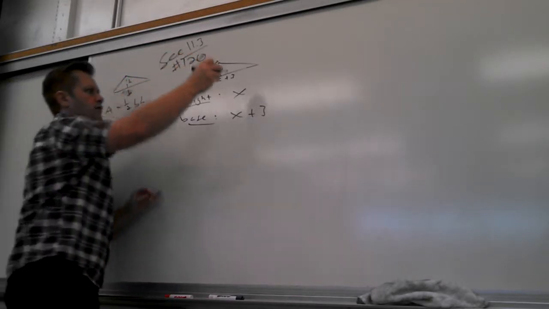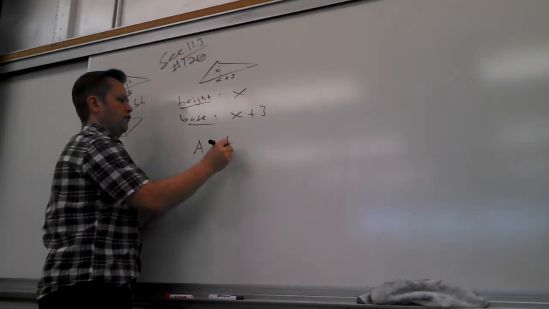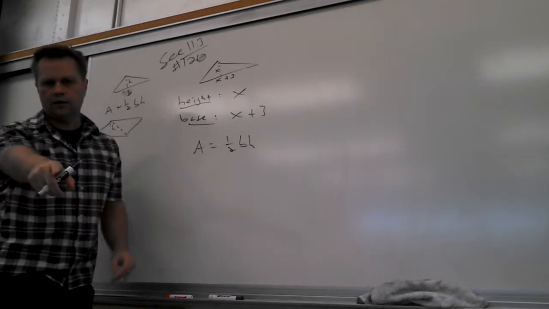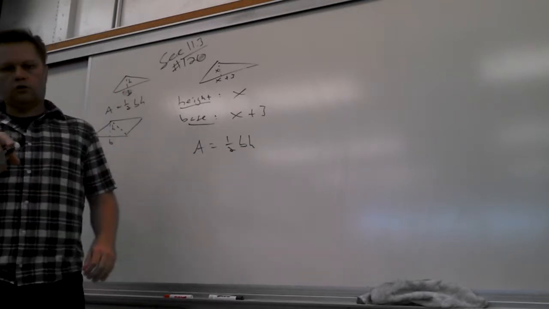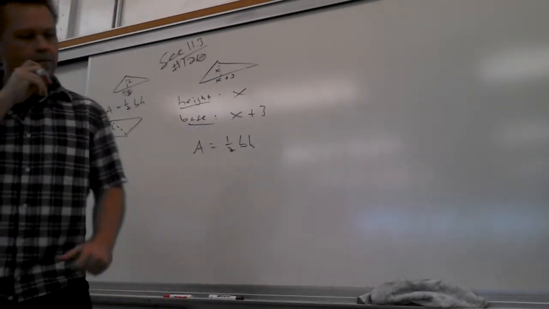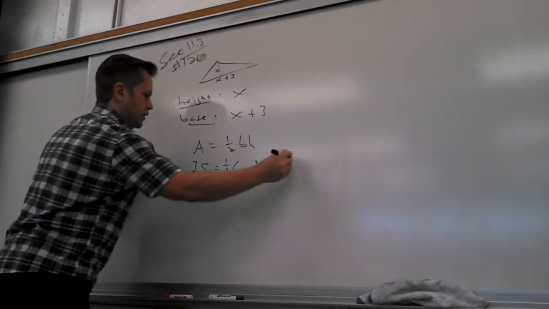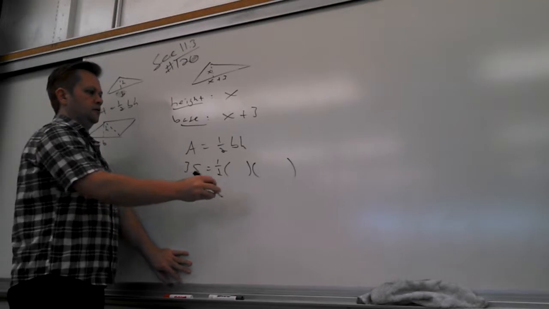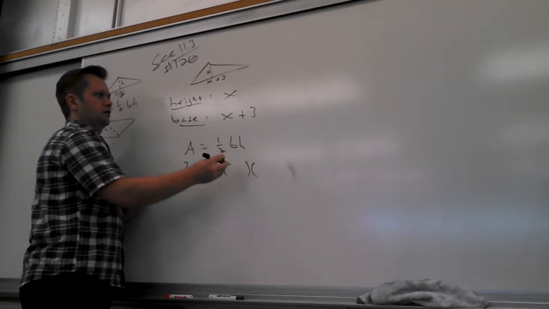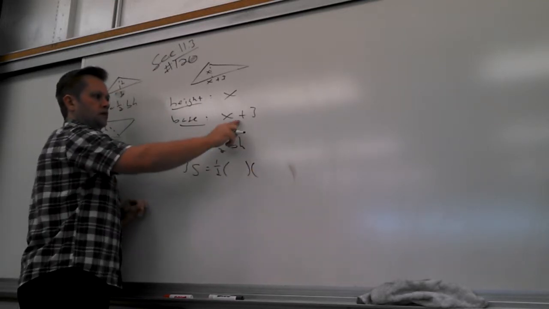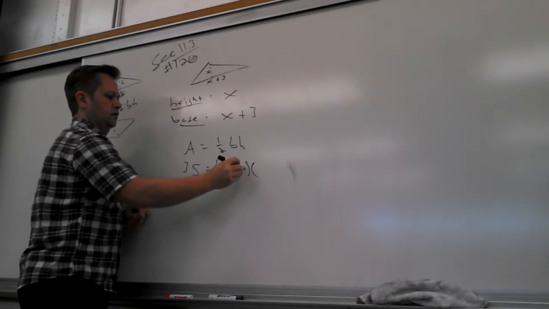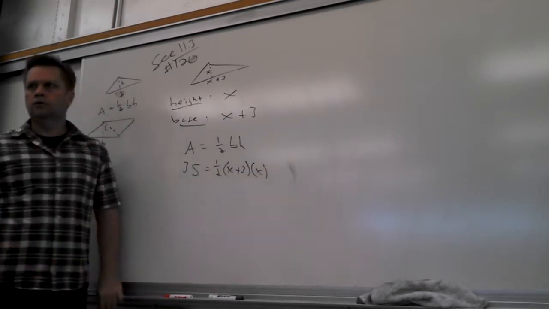All right. So how do I write that? Then the area is one half base times height. What did I tell you the area is? 35, right? What's the base? What's the height? Base is x plus 3. And the height is x.